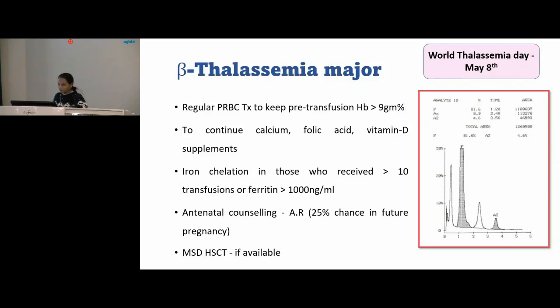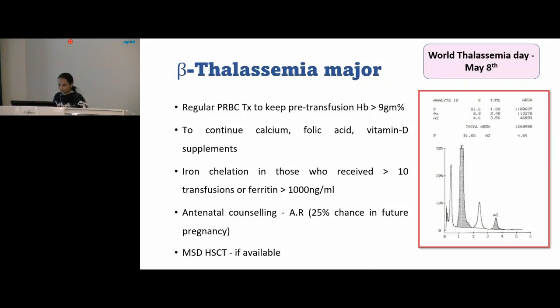The most important component would be your antenatal counseling. Since it's an autosomal recessive disorder, there's a 25% chance that it can recur in the future. So the parents should know that, because it is sad that if you have a child with thalassemia major, you again go and have another child with thalassemia major. That's going to be a huge financial burden on the family.